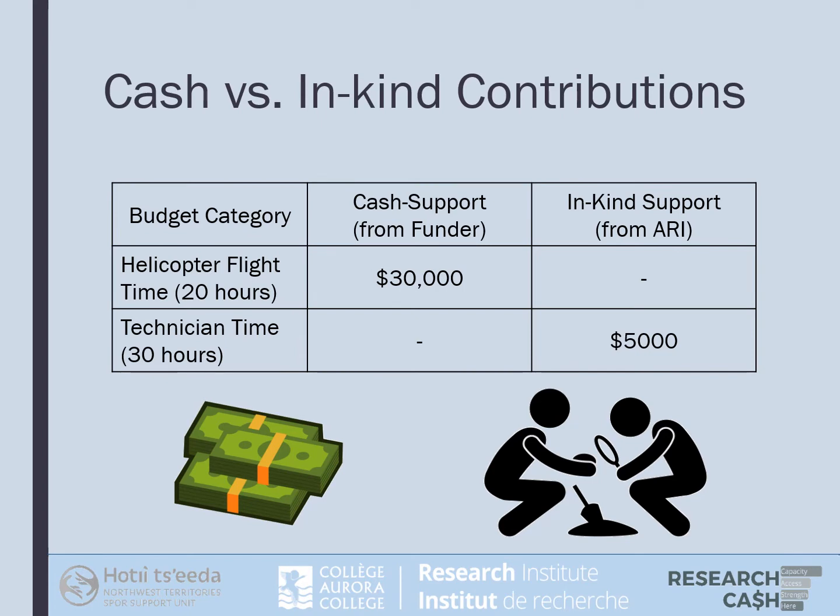So what does that look like in a research budget? Well, the cash contributions and the in-kind contributions are listed as separate columns. You'll see examples of this throughout the presentation.